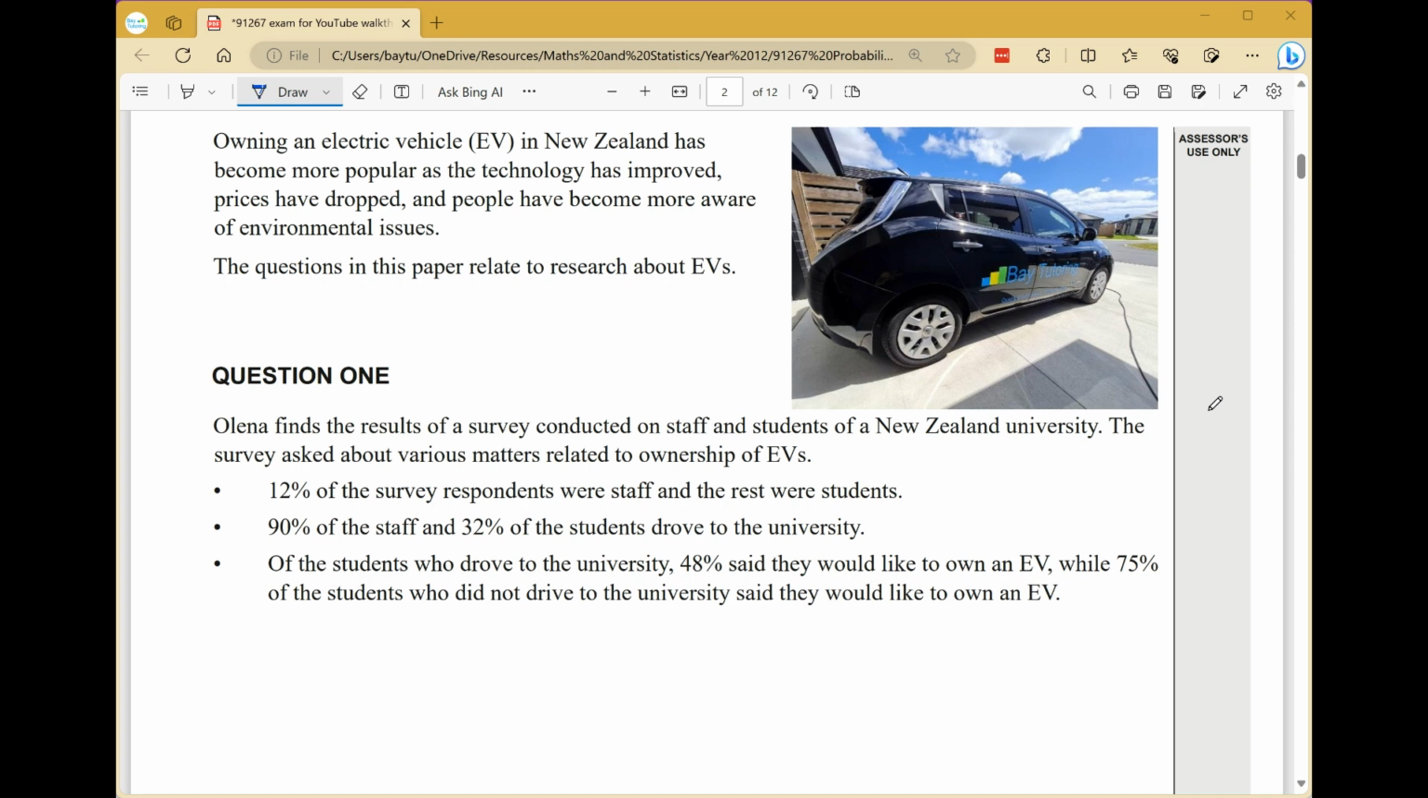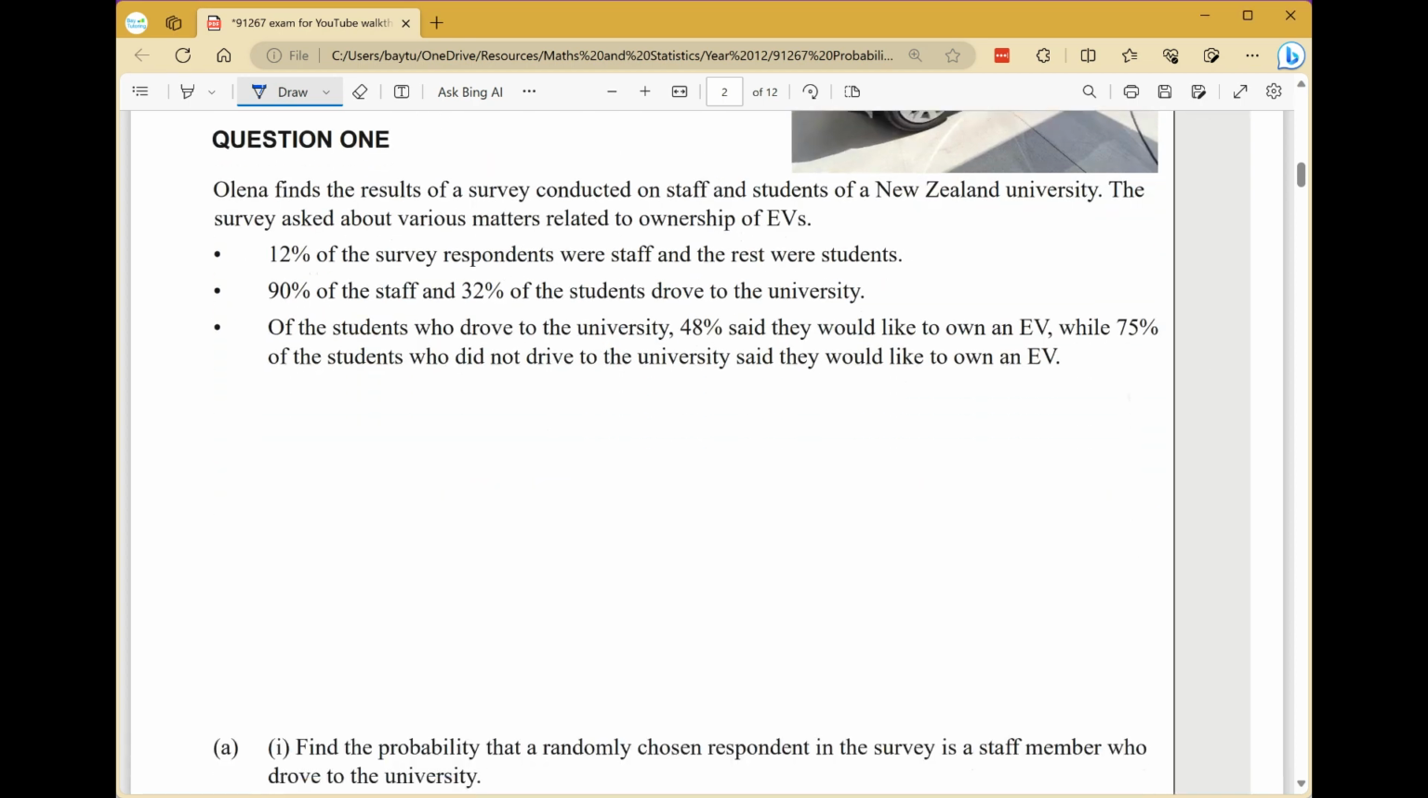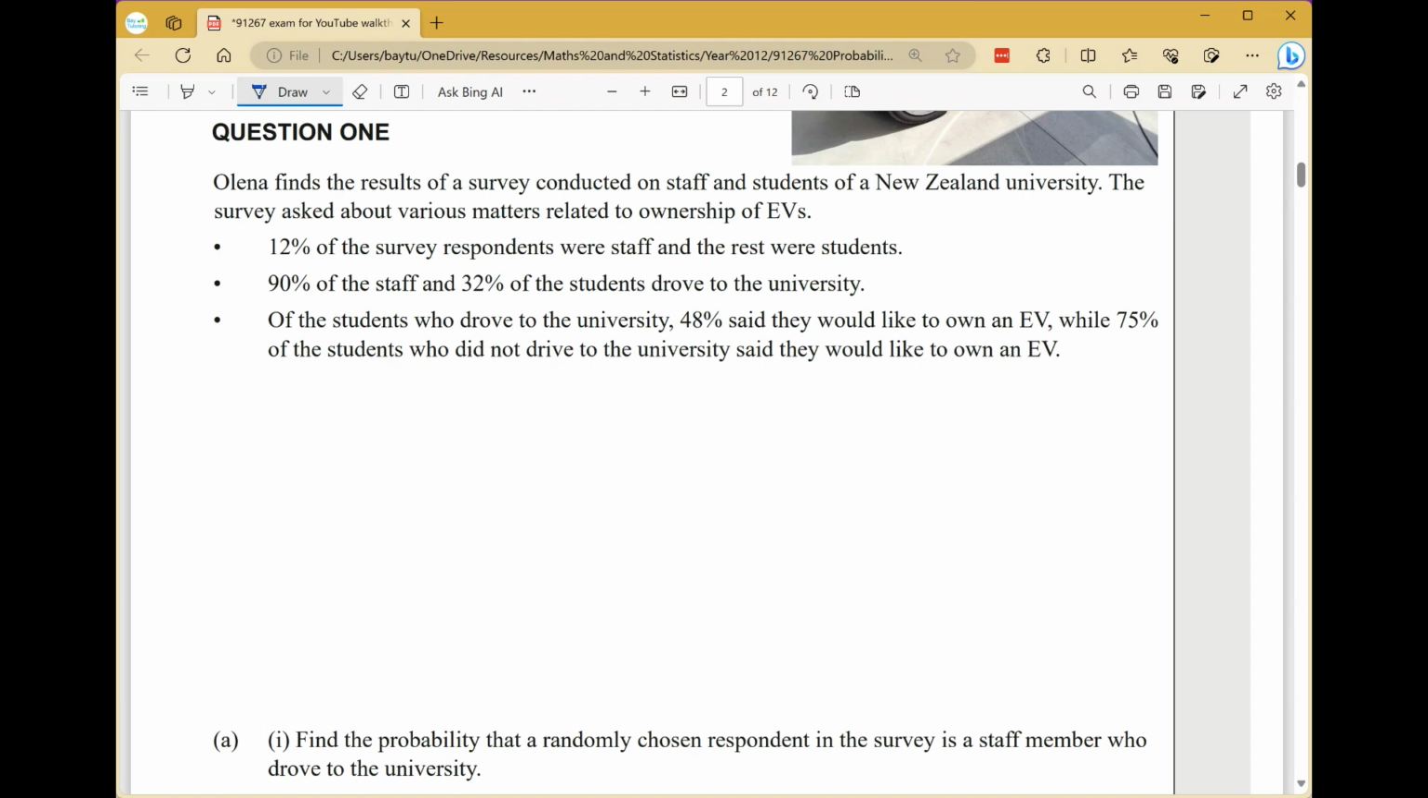12% of the survey respondents were staff, and the rest were students. 90% of the staff and 32% of the students drove to university. Of the students who drove, 48% said they would like to own an EV, while 75% of the students who did not drive said they would like to own an EV. Find the probability that a randomly chosen respondent in the survey is a staff member who drove to university.